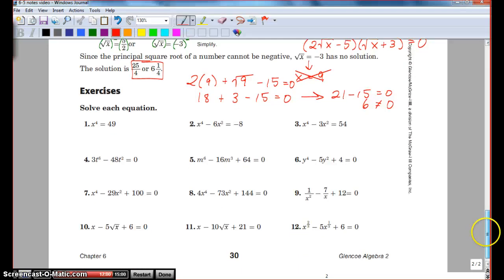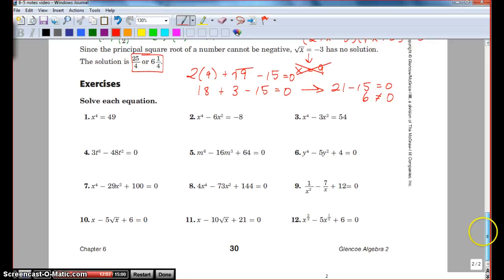Okay, so we're going to do a couple here. The first one, truly not too bad. X to the 4th equals 49. I'm going to subtract 49 first. Set this equal to 0. From here, I can go ahead and see if factoring is plausible. It is, because, well, 49 is a perfect square, and x to the 4th is a perfect square squared. It's actually a perfect 4th.